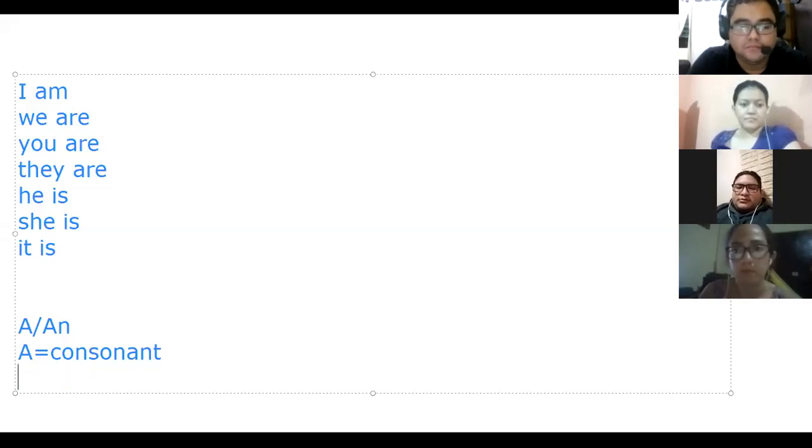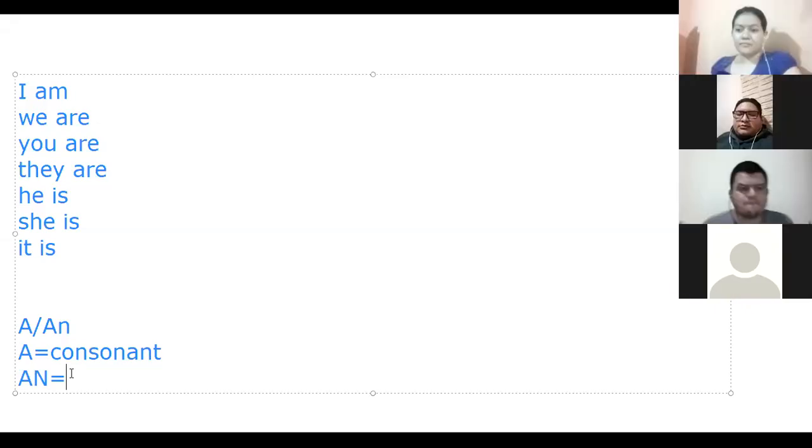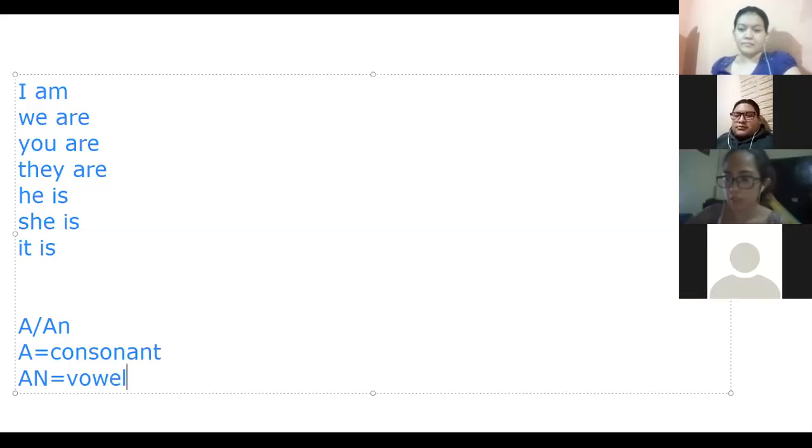And when do we use an? When do we use an? With initial. Let me see. Wendy, when do we use an? When finish or begins? Begins. When the word begins with a vowel, exactly. And what is a vowel? Remember the alphabet is A, E, I, O, U. But not always. Let me give you some examples here.